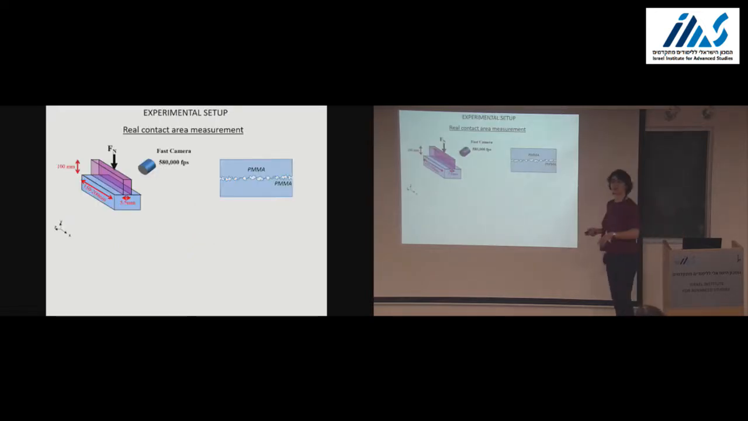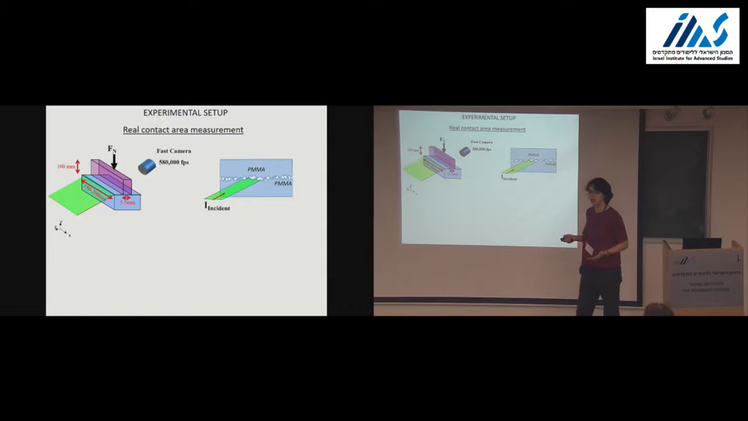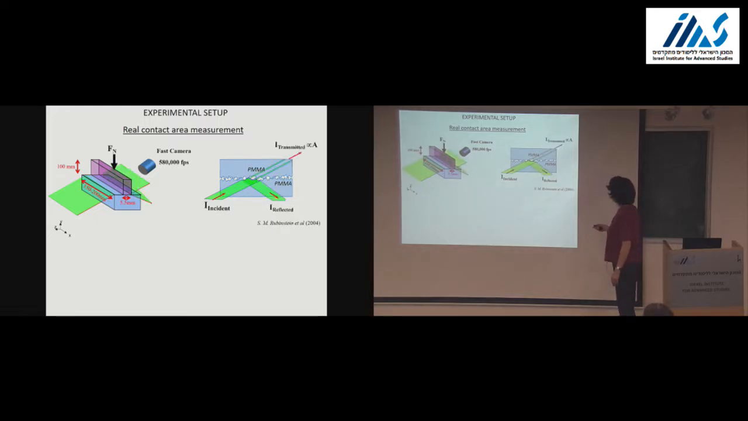The experiment, this is Ilya's slide. We press 2 blocks of PMMA, a transparent plastic, together. Then we send a sheet of light on the bottom block with an incident angle higher than the angle of total internal reflection. It means that if there is no contact, the light is simply reflected. If there is a contact, the light is transmitted through. Therefore, the transmitted intensity is proportional to the real area of contact. And we record this intensity with a fast camera. Then, as you know, we average the intensity measurement over the z direction here. Then we consider the interface as unidimensional.